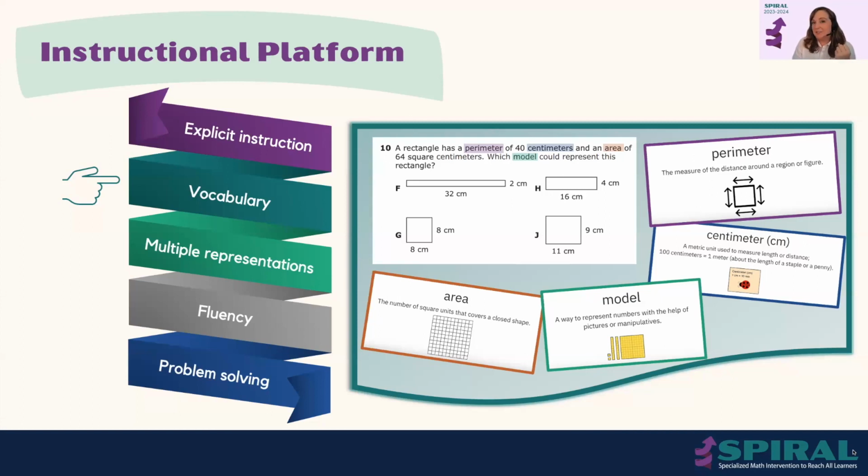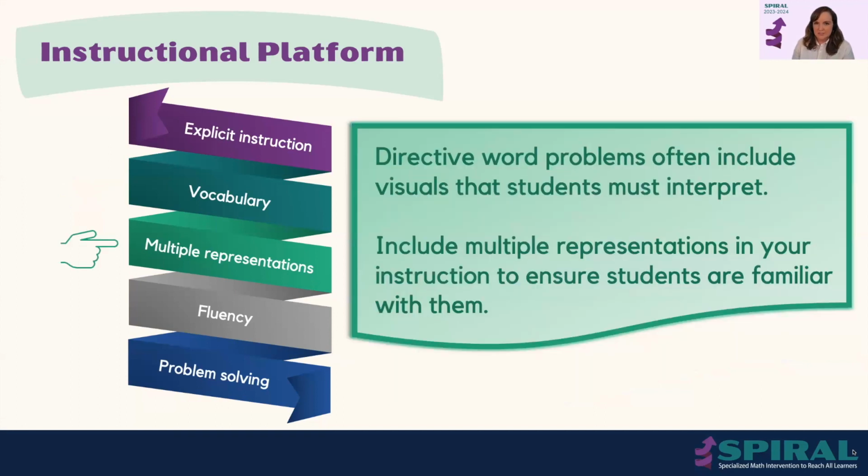We should likely understand centimeters. Then I want to understand also what area means. And then I'm asked about which model could represent this rectangle. So I should be able to know what model is and how that's used in a mathematics sense, particularly in this question here. Then, as we continue with our instructional platform, directive word problems are often going to use a lot of visuals. We already saw the visual of the stem and leaf plot.